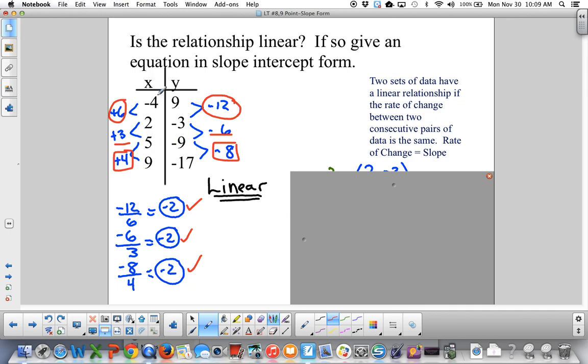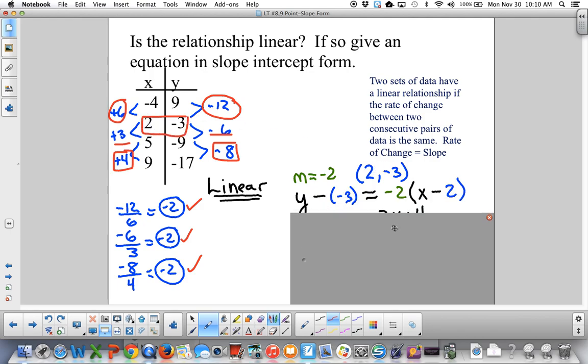Now I do not have 0 for my x in any place, so finding the value of my y-intercept seems difficult. What I'm going to do is take my slope that I now know, negative 2, and extract one of the points. I'm going to take (2, negative 3) and put this in point-slope form. y minus negative 3 equals negative 2 times x minus 2. By doing that, I get an equation.